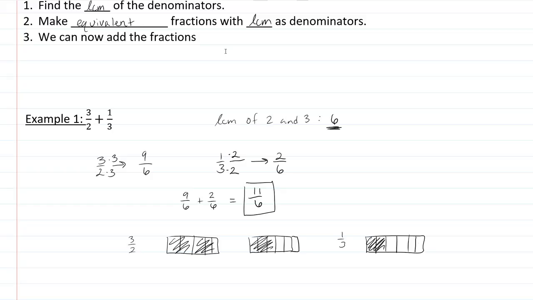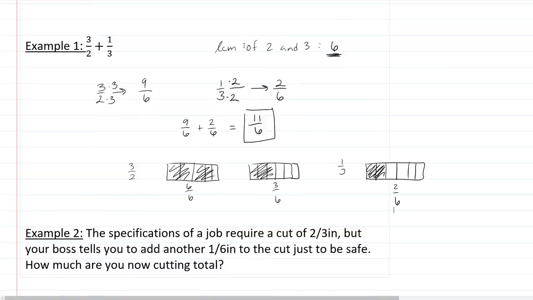If I look at this, this is 6 over 6, this is 3 over 6, and this is 2 over 6. Adding these all together, I get 11 over 6, which I have here. So what this picture really helps with is showing that we need to have our things cut up into equal portions to be able to add them. So that's why the denominators have to be the same.